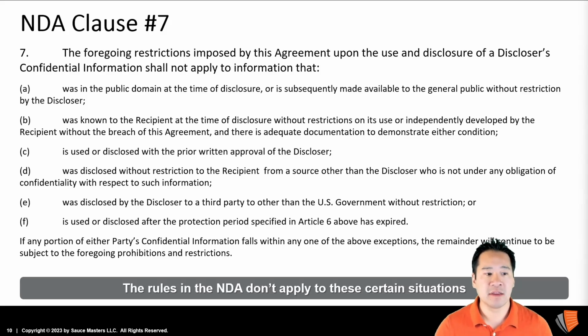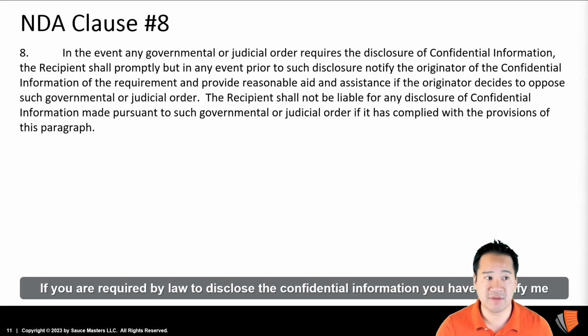Clause number 7 sets out rules in this particular agreement, the NDA, about keeping confidential information safe, but it doesn't apply to certain situations. So these are A, B, C, D, E, and F. These are the certain situations. So if the person who shared the information did give permission for it to be used or told to someone else without any restrictions, or they figured it out on their own, or it was in the public, those are some examples where the rules wouldn't apply, and that's what A through F effectively say.